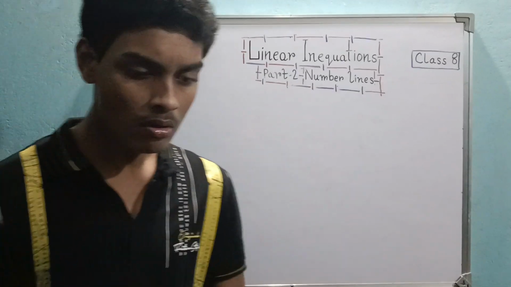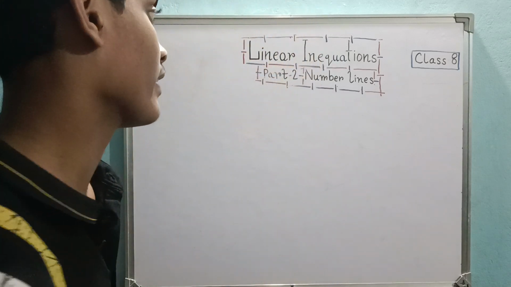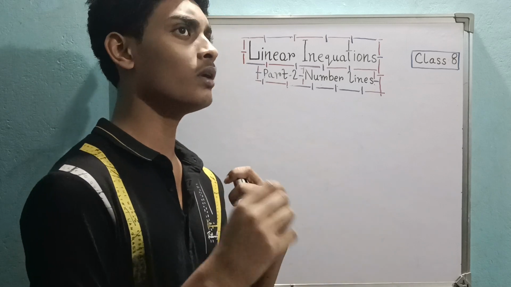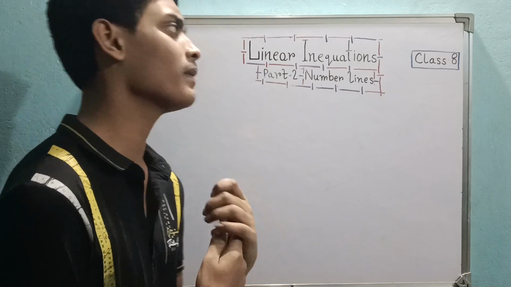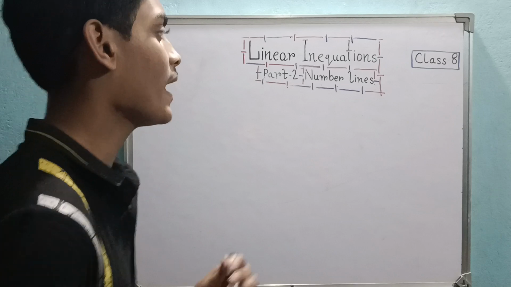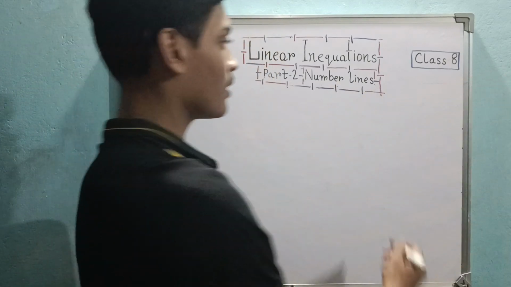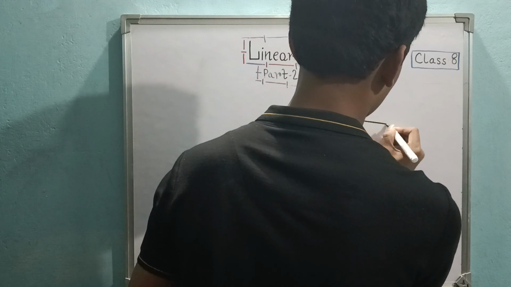Okay, so let's focus on the topic then. It is called number lines. So something related to drawing might be coming here, right? So lines, what is a line? This is a line, a straight line. Suppose, there you go, I have drawn a line.